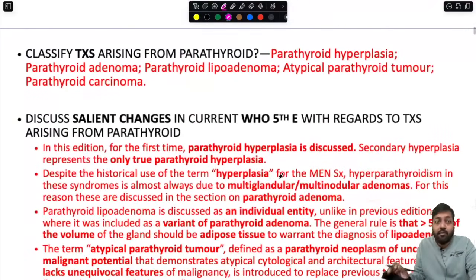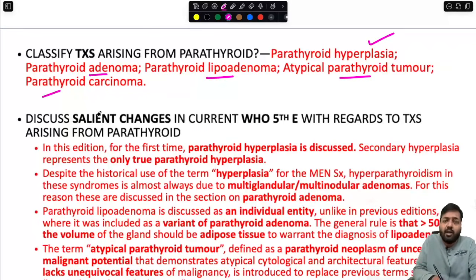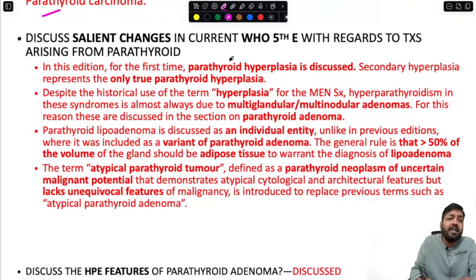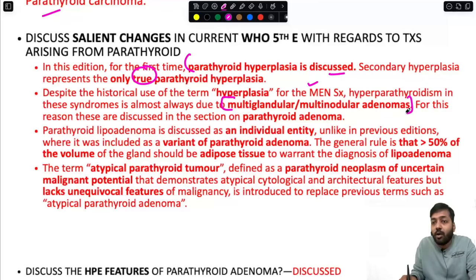Coming to the important viva questions. Classify the tumors arising from the parathyroid. They are parathyroid hyperplasia, parathyroid adenoma, parathyroid lipoadenoma, atypical parathyroid tumor and parathyroid carcinoma. Discuss the salient changes in the current WHO 5th edition with regard to tumors arising from the parathyroid. In this current WHO 5th edition, for the first time, parathyroid hyperplasia has been discussed. Secondary hyperplasia represents the only true parathyroid hyperplasia. Despite the historical use of the term hyperplasia for MEN syndrome, hyperparathyroidism in this syndrome is almost always due to multiglandular or multinodular adenoma.